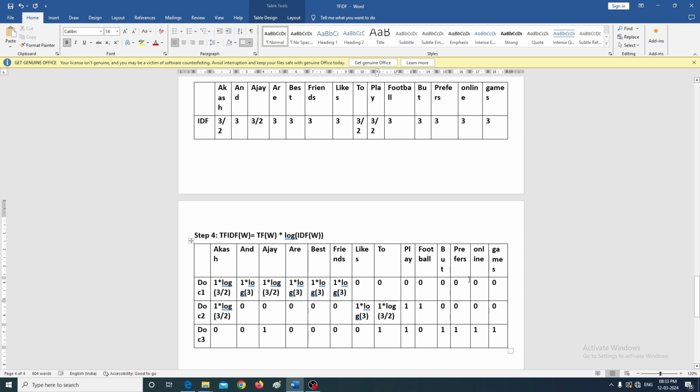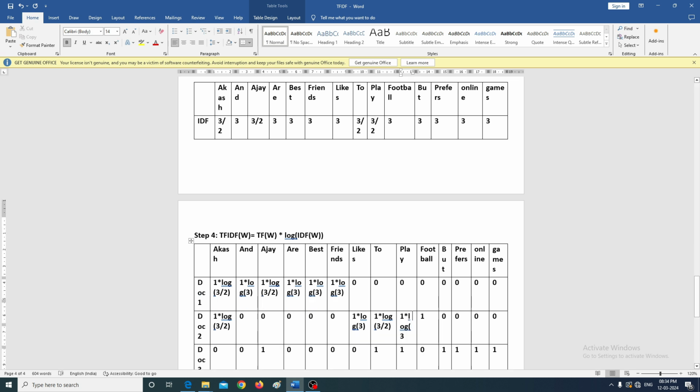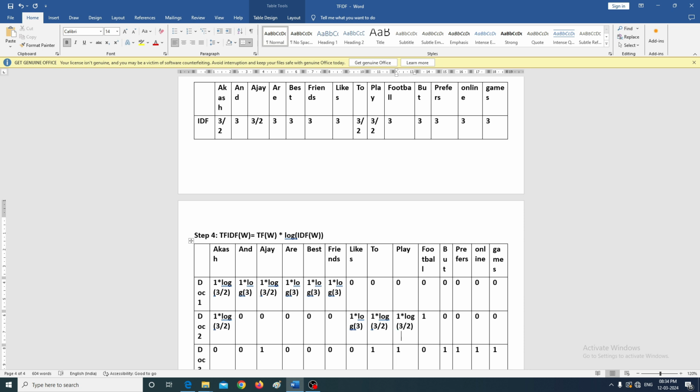Next word, play. The term frequency of play word is 1. Now I am going to multiply with 1 into log of IDF of W, log of IDF of play. IDF of play is 3 by 2. Log of 3 by 2. This value is the TF IDF of play word.